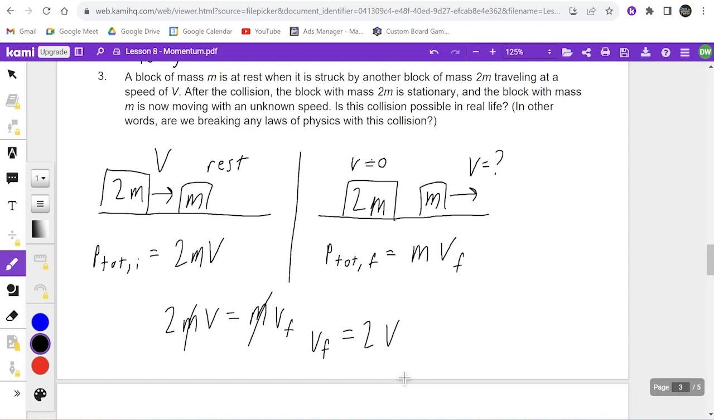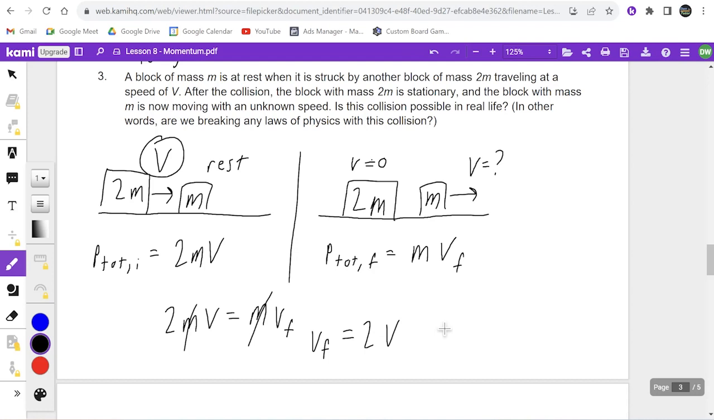That means that the final velocity equals 2 times the initial velocity of the 2m. Yes, exactly. So whatever this speed was, you can plug in any speed you want: 10, 20, 1 million, whatever it is, this speed's just going to be double it. So good. It looks like we didn't break any laws of physics, and this collision is possible in real life.